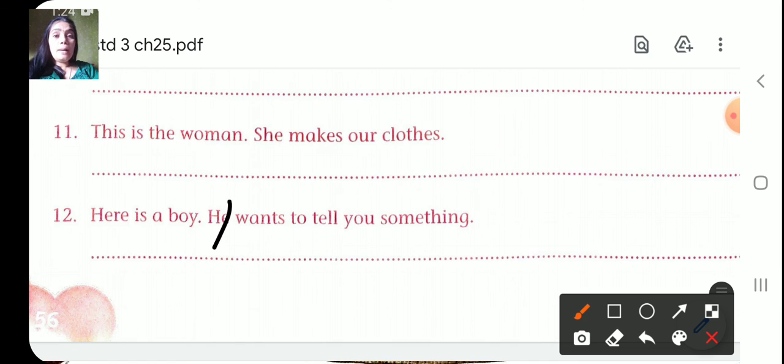So children, complete your book. You have my number, WhatsApp number. You can take from the group, standard 3. And after completing this page, this chapter number 25, write the date, write good handwriting, and click the photo and send it to me in my personal WhatsApp number.